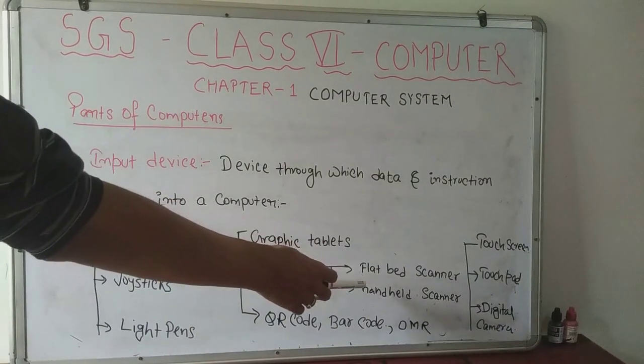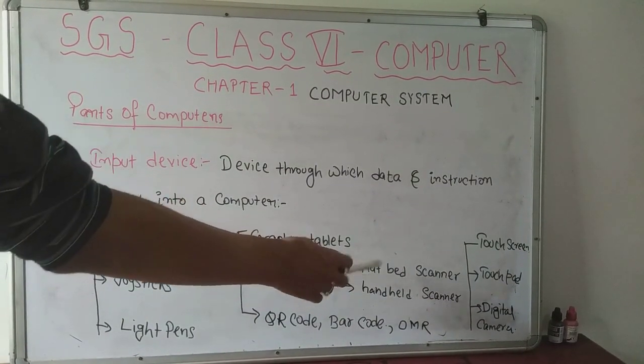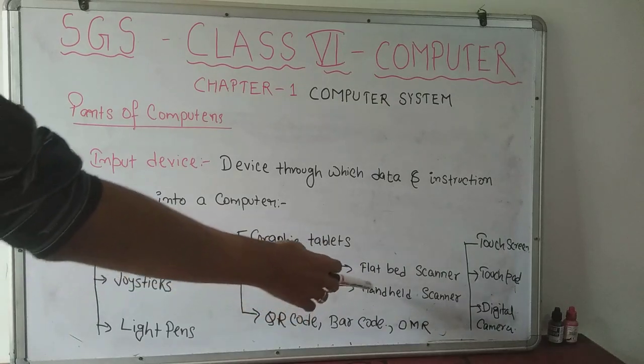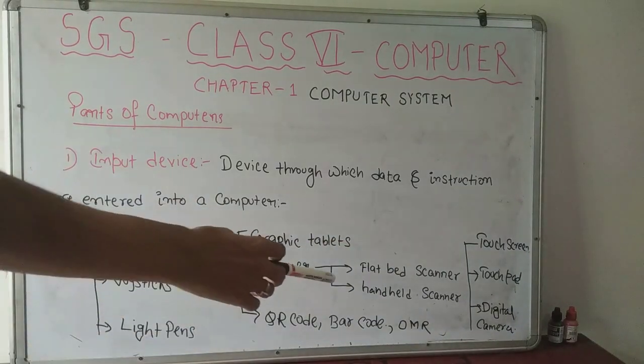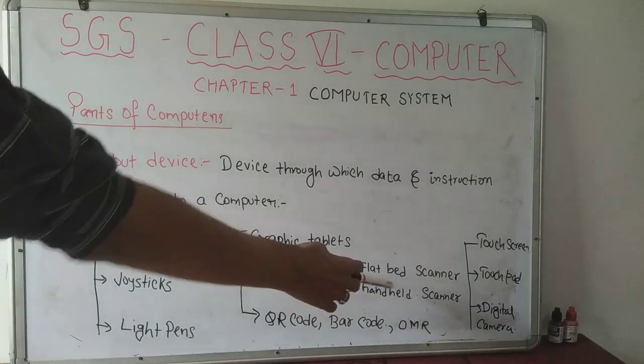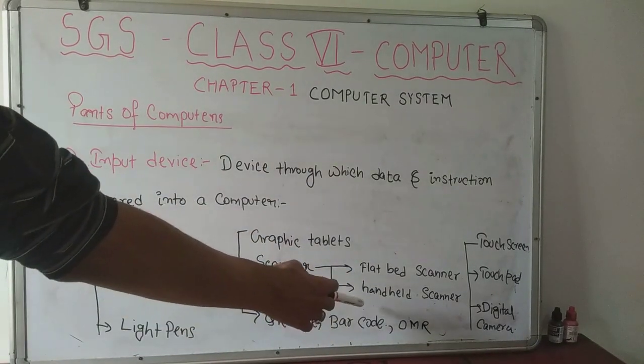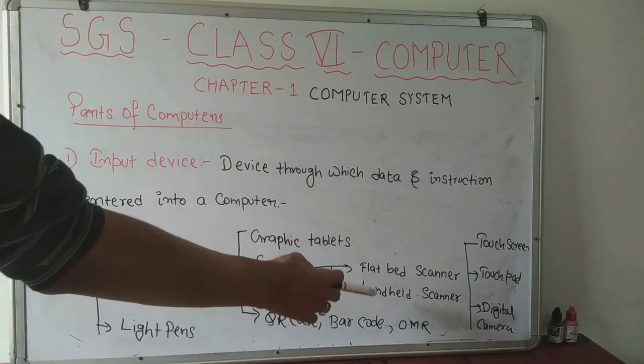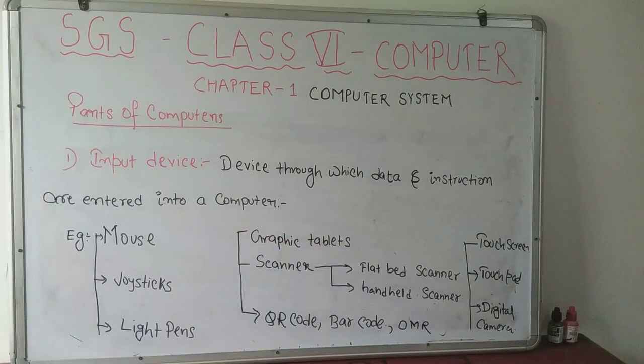Flatbed scanners are personal use scanners, that is small size, which is easily found in your office or home, whereas handheld scanners are large scanner machines that are generally used in shop. That is, in shop you can see, for example, a scanner machine is a perfect example of handheld scanner. Okay.